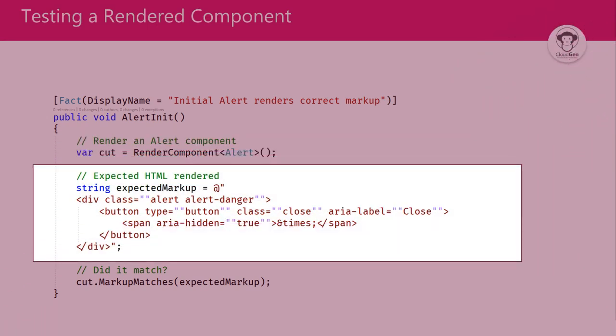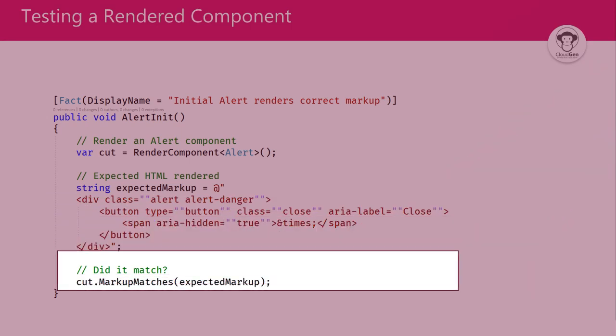And then we can tell bUnit that we expect that component to have this markup. So we're going to render what looks like an alert banner with a close button inside, and then we can test that and see if the rendered markup matches the expected markup that we gave the unit test. So now we can validate that it is rendering the correct markup without loading the browser at all. So let's take a look at a demo of using bUnit.